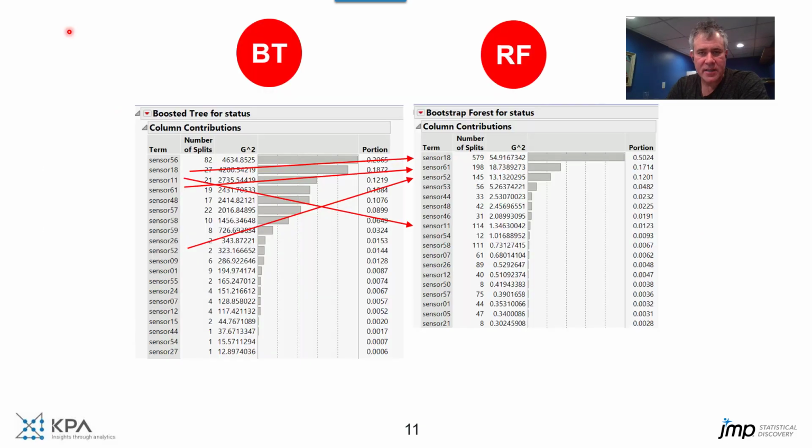Having not found anything in the column contributions plots, I'm going to back up and return to the 2 models that Ron found. So here are the column contributions for those 2 models, and we see that there's some agreement in terms of what are the most important sensors, but Boosted Tree found a somewhat larger set of sensors as being important over the bootstrap forest. Which of these 2 models should we trust more?